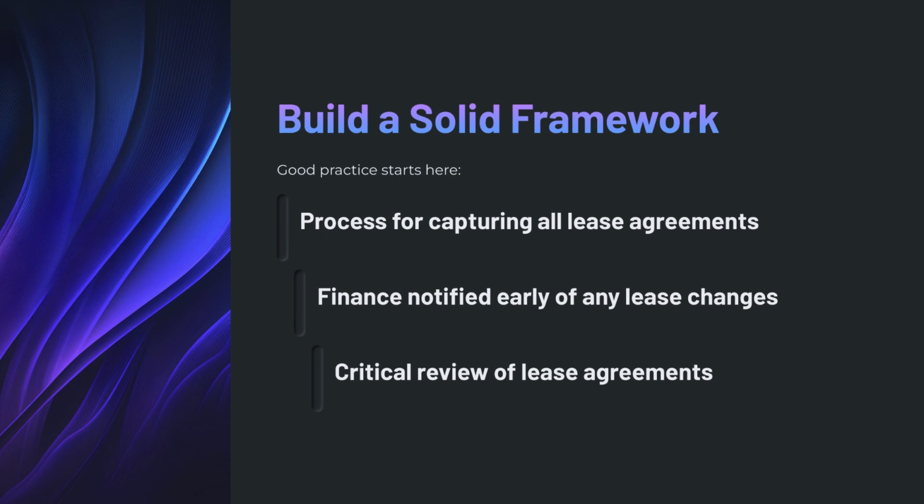Build a solid framework. Good practice starts here. Even with good software, the fundamentals still apply. Carry out a critical review of the lease documentation, linking key clauses to your accounting model. Good practice doesn't just keep you compliant, it keeps you in control. Start by making sure you actually have all the lease agreements. That sounds basic, but in many organizations, leases are scattered across departments. So, put a system in place to collect everything centrally, and make it clear who's responsible for providing them.